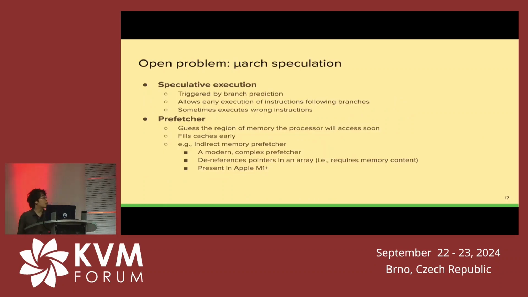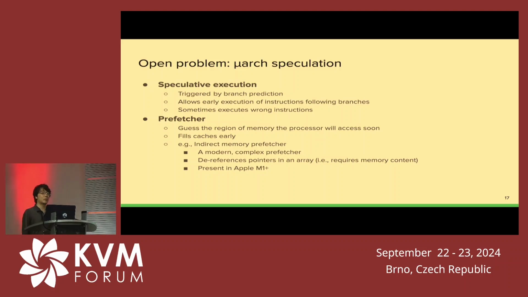Next, I will discuss microarchitecture speculation. So the TCG plugin works very well, but there are some unresolved situations. Microarchitecture speculation is execution based on guesses made by the microarchitecture. There are two examples here. The first one is speculative execution, which is based on branch prediction and allows early execution of instructions after branches. However, speculative execution sometimes results in wrong instruction execution.